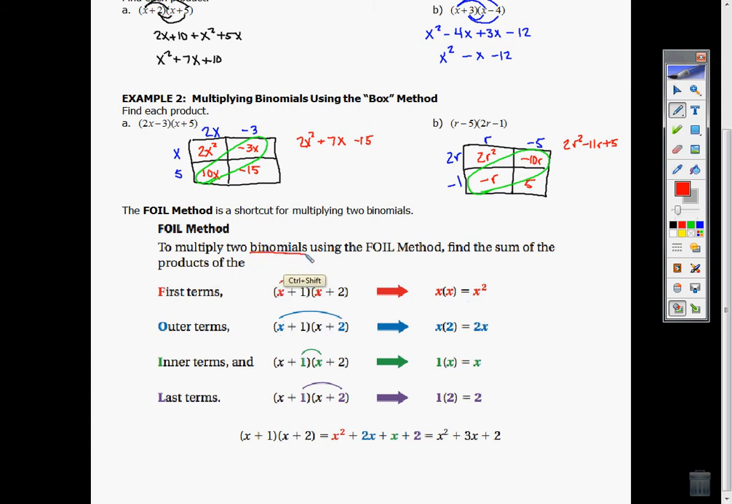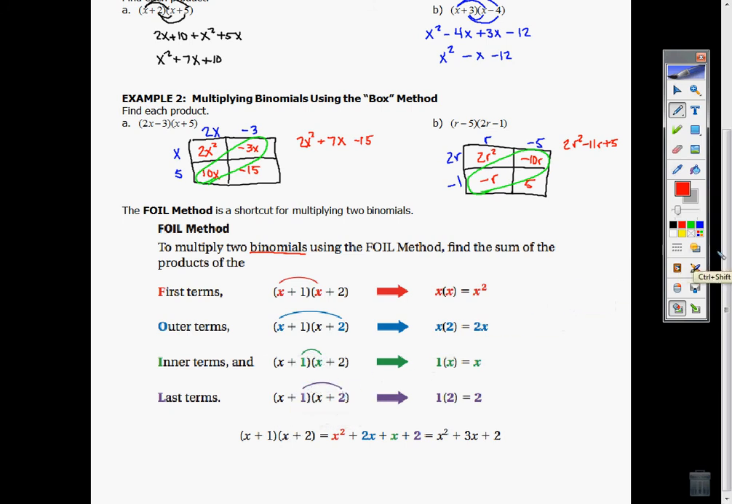Only with binomials. FOIL does not work in the next example we're going to go to, where you're doing a binomial times a trinomial, or a trinomial times a trinomial. Okay? It only works when there's two terms multiplying two terms. But you want to make sure you multiply the first terms, the outer terms, the inner terms, and then the last terms.